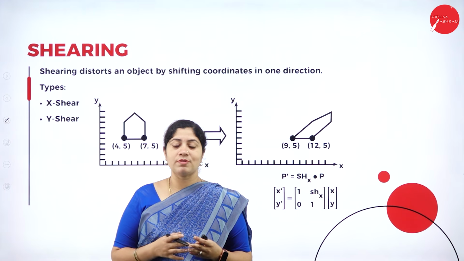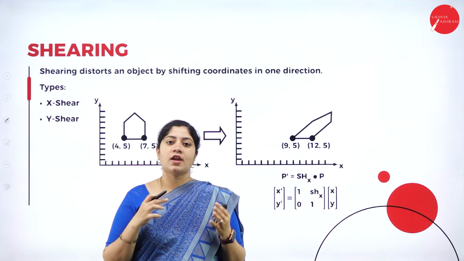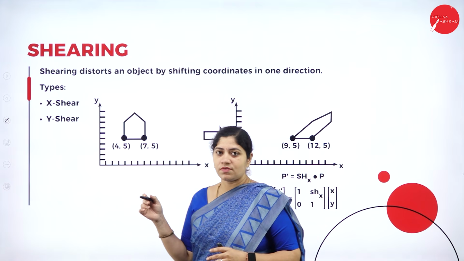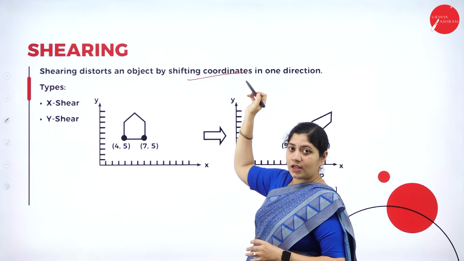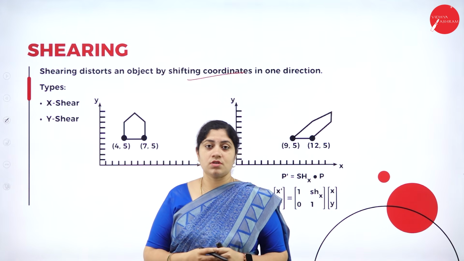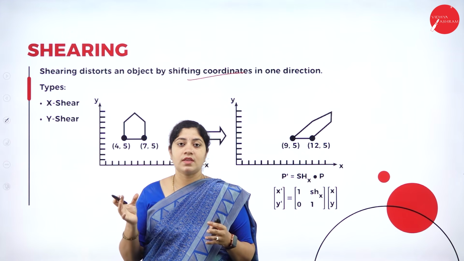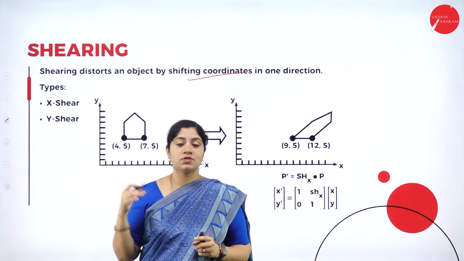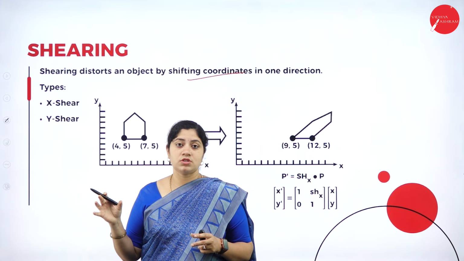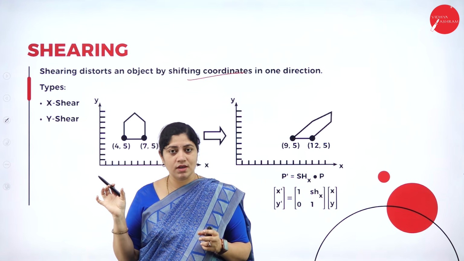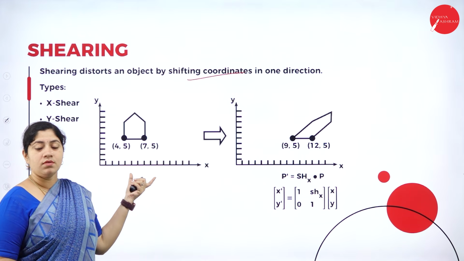Okay, the next concept is shearing. Shearing, in the sense, there will be some distortion in that plane. So now let's see the definition of it. Shearing distorts an object by shifting coordinates completely in one direction. We have different types also. We have X shearing: if there is shifting happening in the X direction, we can call it X shearing. Similarly, Y shearing is there if the distortion or shifting is happening in the Y direction. So we have a basic example.